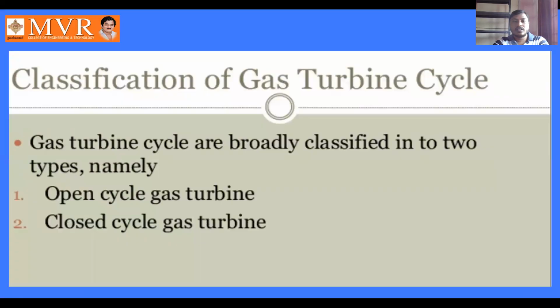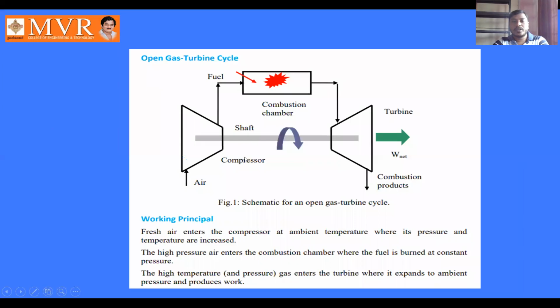See here, in this lesson we have studied the classification of gas turbines: the open cycle gas turbine and the closed cycle gas turbine. We have observed the diagram of the open cycle gas turbine, where air enters the compressor, where it is compressed and gives high pressure and high temperature to the combustion chamber, where fuel is added and combustion takes place. The gas then enters the turbine, where it expands to ambient pressure and produces work.